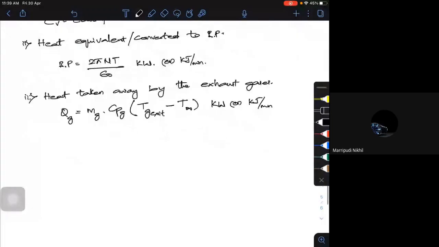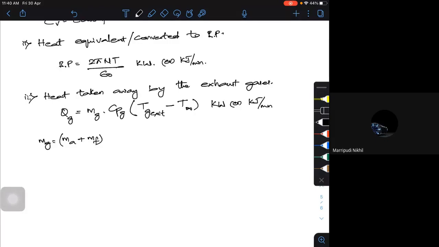Okay, what is this mass of gases? What is the thing which you are supplying to your engine? Mass of gases means mass of air plus mass of fuel. The sum of your air and fuel combined together will give the mass of exhaust gases. You don't have any other thing which is coming out of your exhaust.